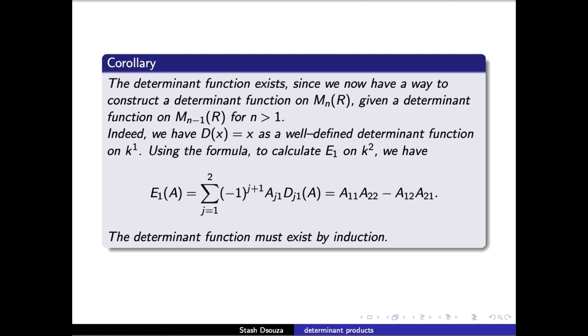Similarly, for D21, we need to delete row 2 and column 1, and then all we're left with is the scalar in row 1 and column 2, which is A12. So what we have is the difference between A11 times A22 minus A12 times A21. And the determinant function must exist then by induction, because now we've found a determinant function E1 on K2. We can then find one on K3, then on K4, then on K5, and so on ad infinitum. This shows that the determinant function must exist.